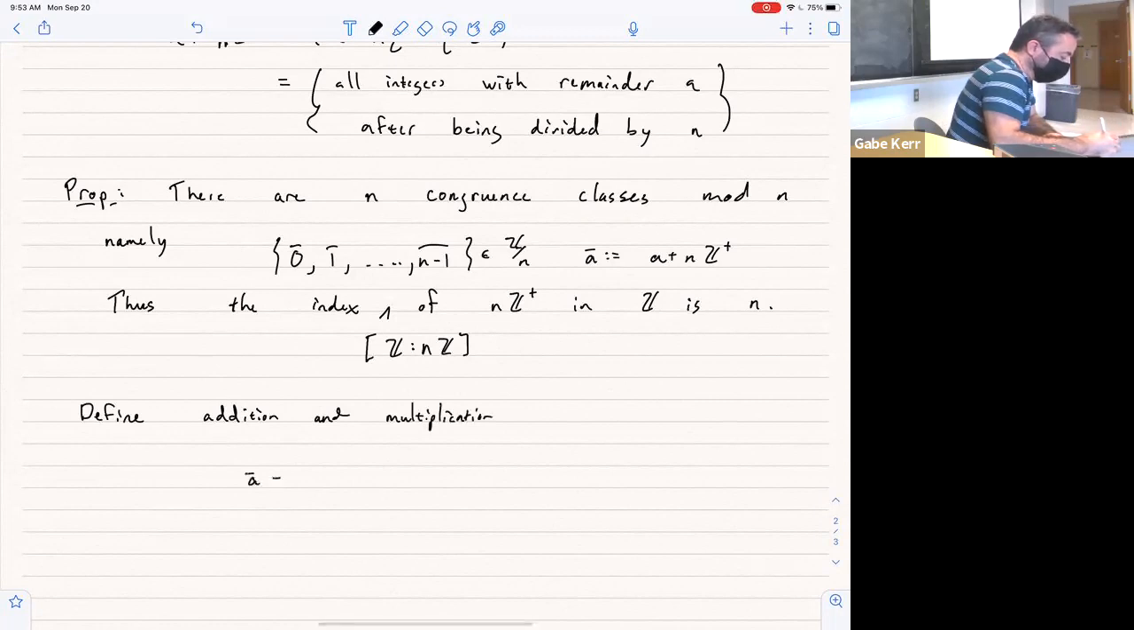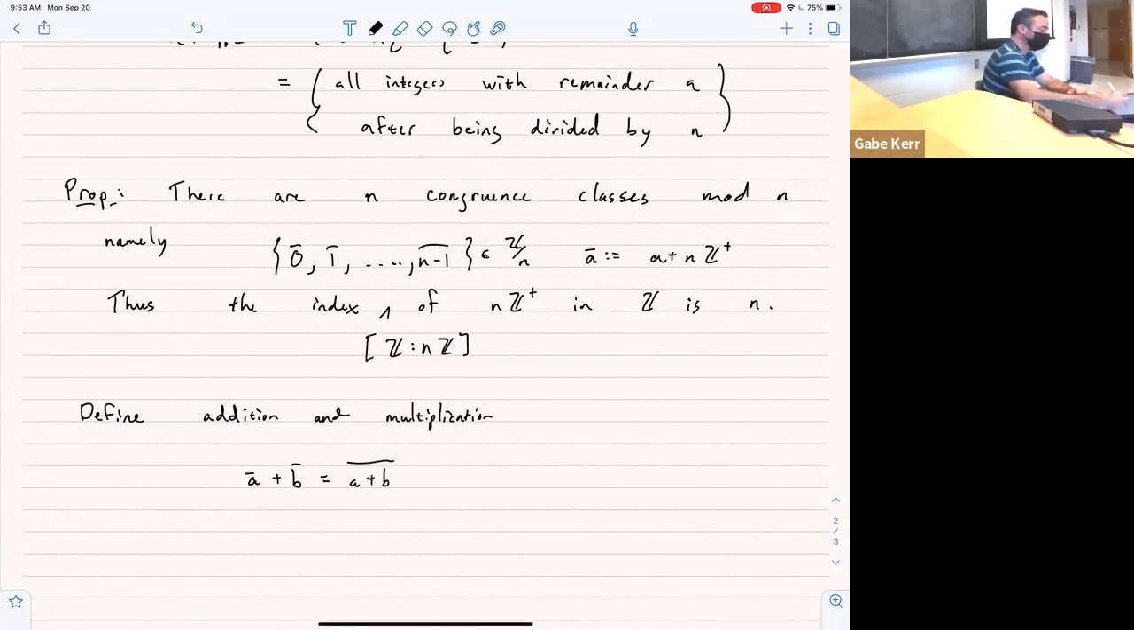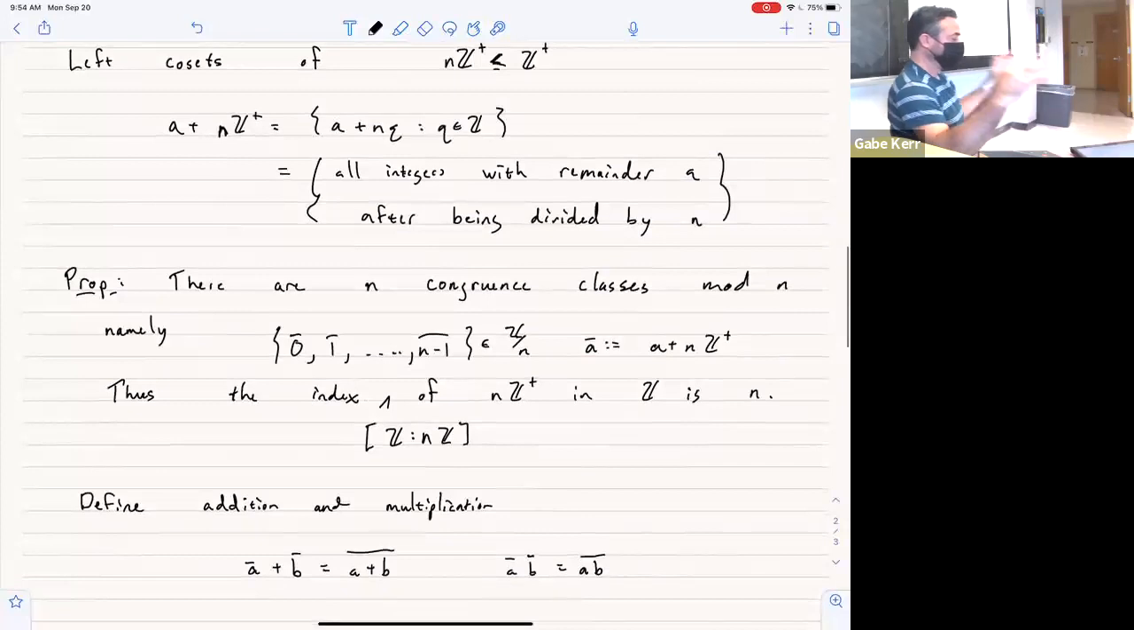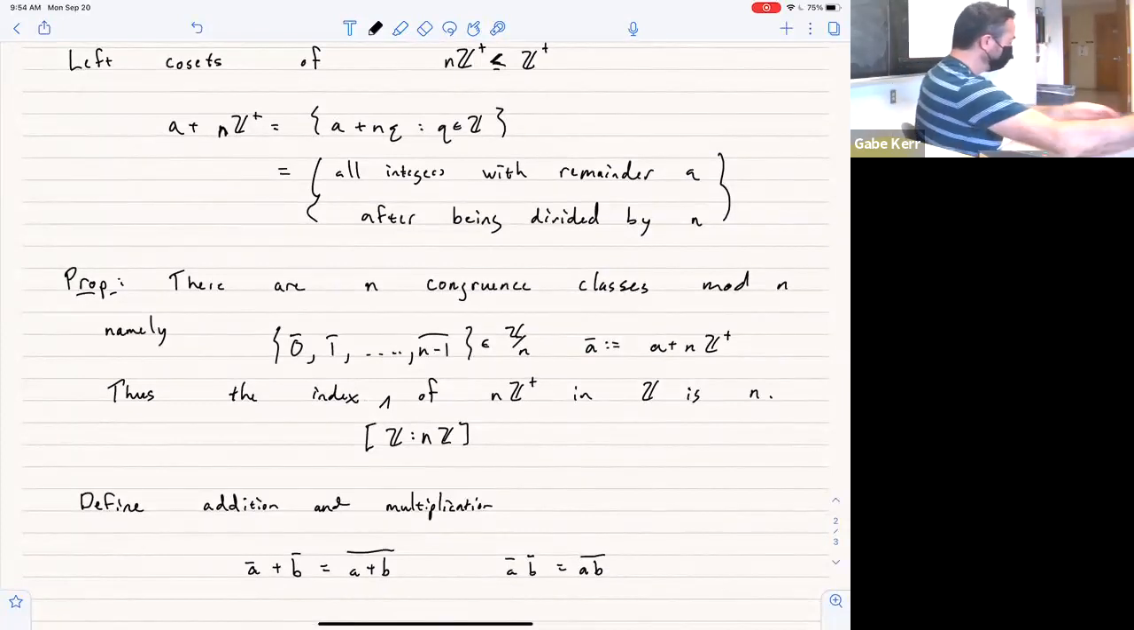If I have two classes, A and B, I can add them in the following way. If I have two classes, A and B, and I multiply them, I'll take the product. And what's the problem, guys? Aside from my inability to write neatly here, what's the problem with this definition?